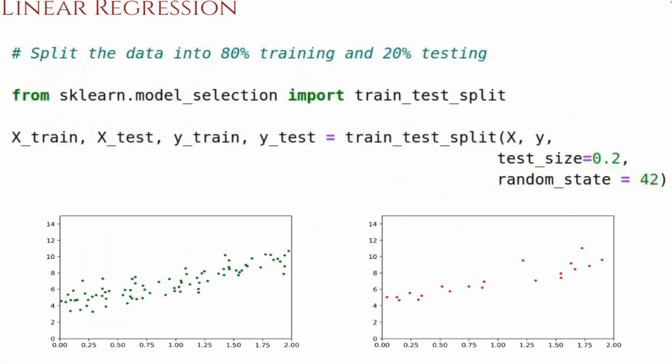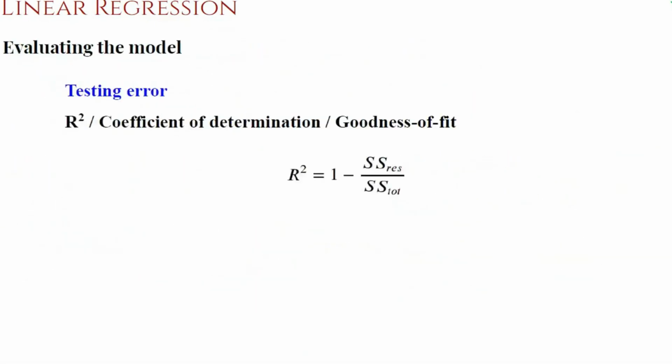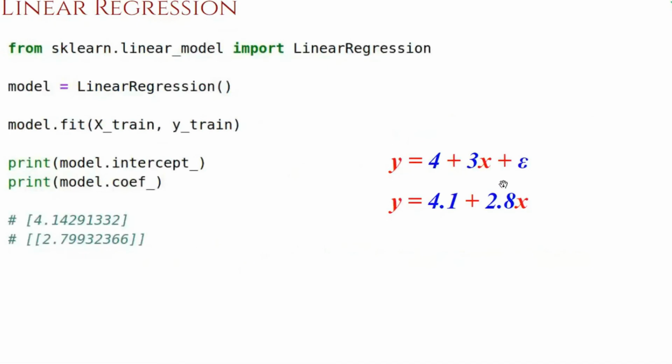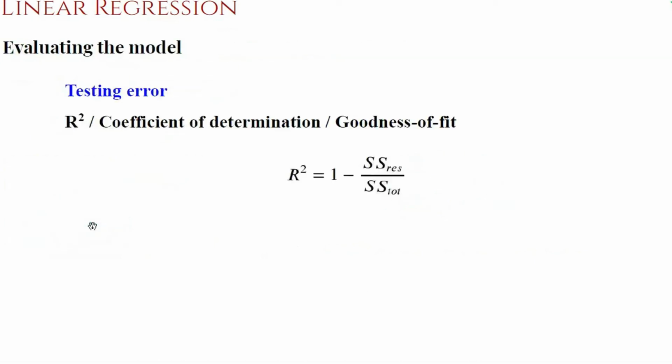Okay, so let me just come back here. So this is the approximation of the equation. Now we only use the training data to find these model parameters. Now we need to see how good these model parameters are. So we need to evaluate how good our model parameters are. So we need some evaluation strategy.